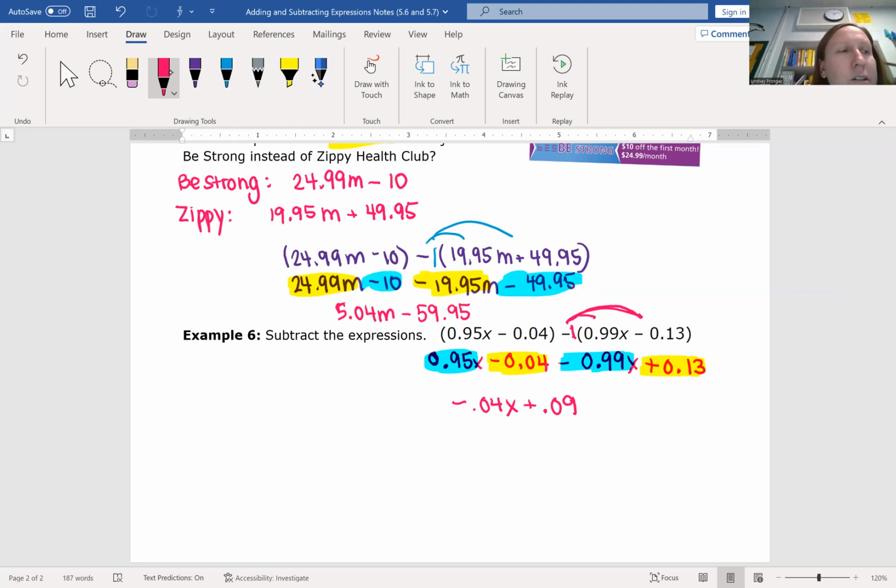Okay, so now you're going to do the Math Excel that goes along with this, the 5-7. Please make sure you're writing out that distributing of the negative to help you keep your signs in the correct fashion.